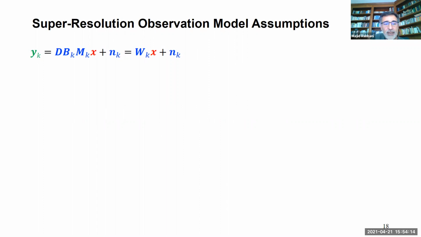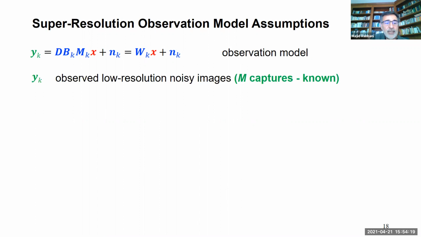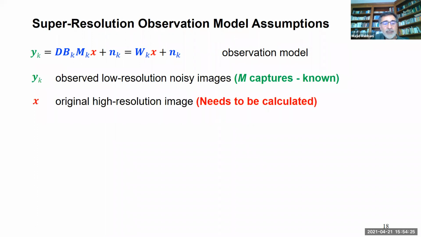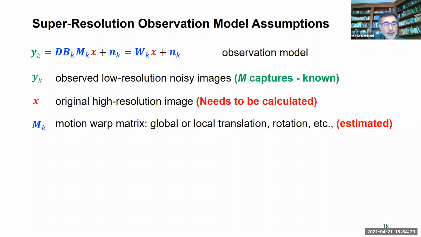What do you know here and what do you not know? Well, this is your observation model. Y_k, of course, are these low resolution images. You have M captures, 4, 10, 15. X is the original one. You need to calculate it. This is your holy grail. This is what you're looking for.